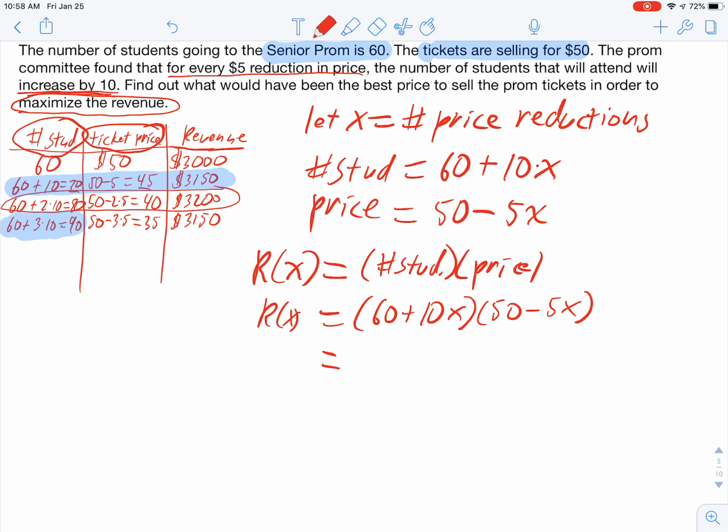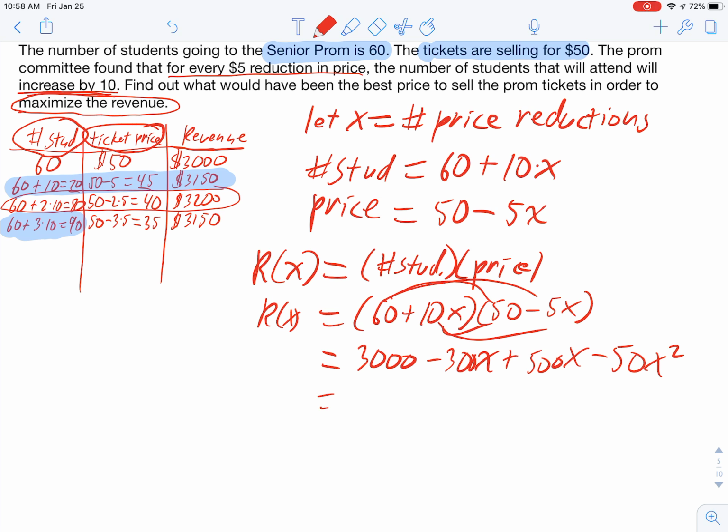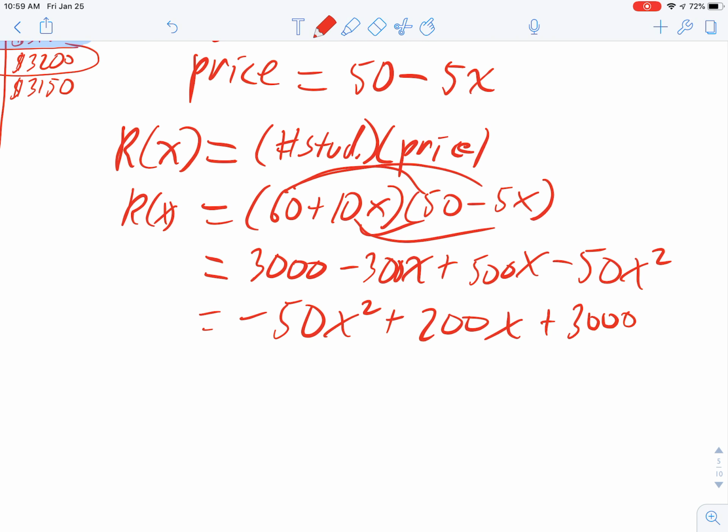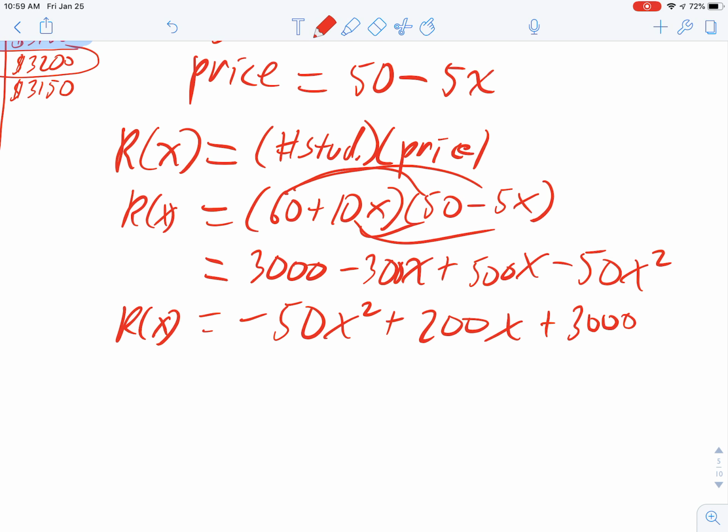We want to maximize, so let's put this thing in standard form. So we're going to multiply that out. We're going to distribute everything, so that's minus 300x, and then that's going to be plus 500x, and then that's minus 50x squared. I'm going to put that in standard form. That's negative 50x squared plus 200x plus 3,000. And so that is our function for the revenue.